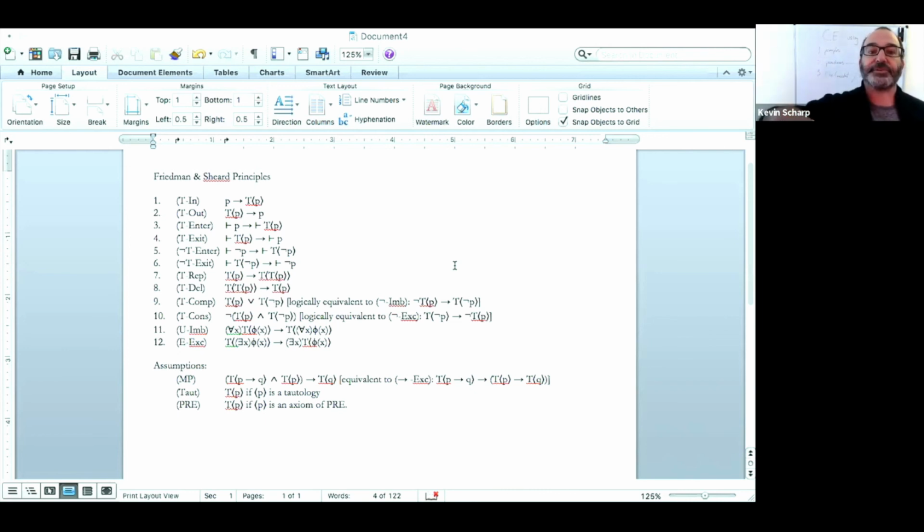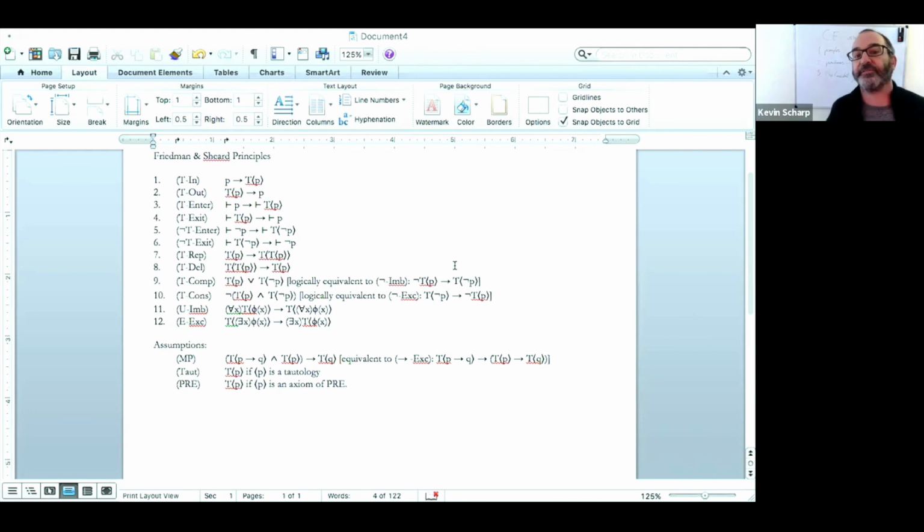You can't just get contrapositions on them. T rep: if P is true, then P is true. And T del: if P is true, then P is true. Complete: either P or not P is true. Consistent: it's not the case that both P and not P are true. And then we have universal imbibe and existential excrete.